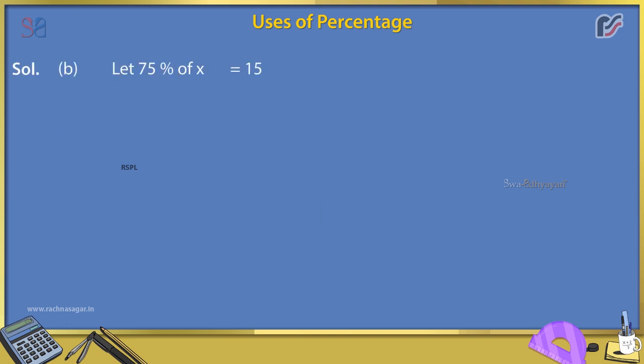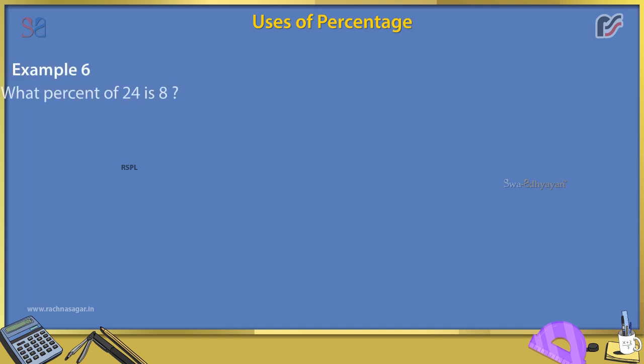B. Let 75% of x be equal to 15. So, 75 by 100 into x is equal to 15. 3 by 4 into x is equal to 15. X is equal to 15 multiplied by 4 by 3, which is equal to 20.